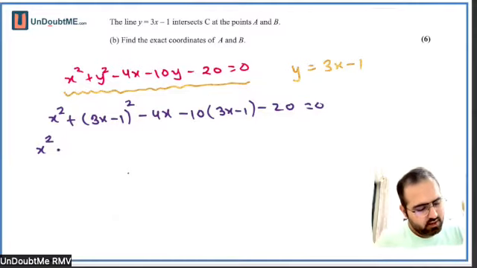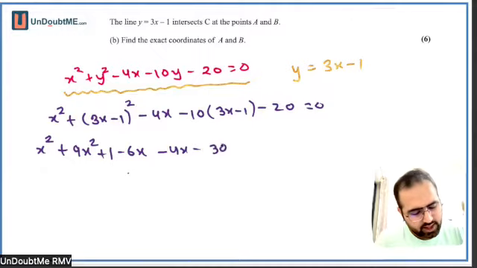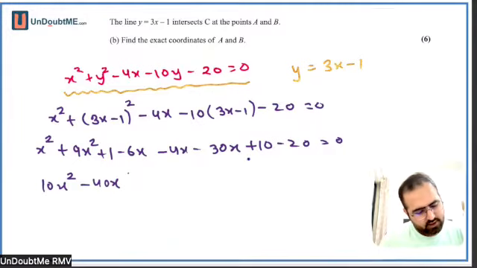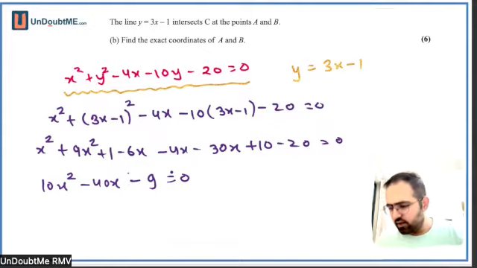So that will be x square plus 9x square plus 1 minus 6x minus 4x minus 30x plus 10 minus 20 is equal to 0. 10x square minus 40x. 10 minus 20 is minus 10. Minus 10 plus 1 will be minus 9 is equal to 0. So yes, Rakeen has got it correct.